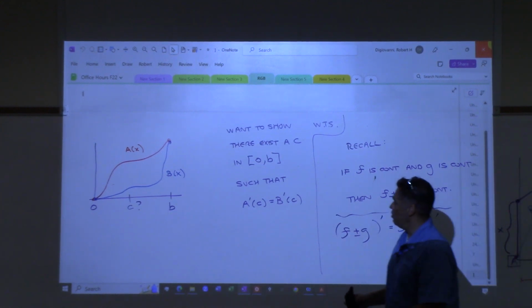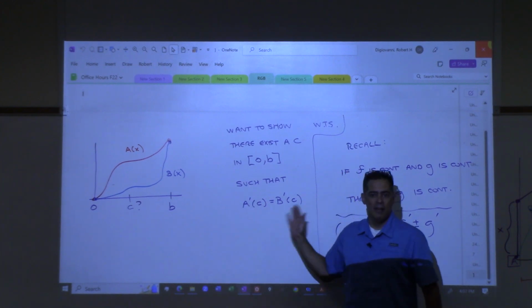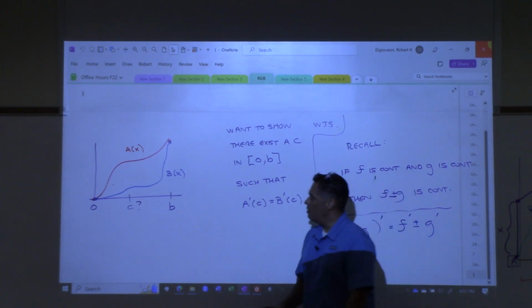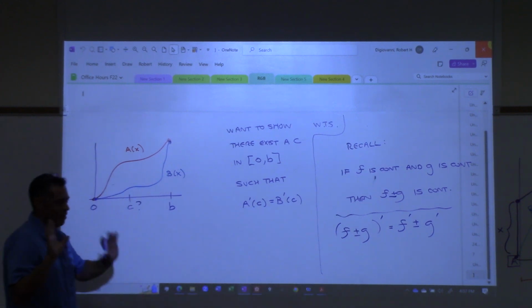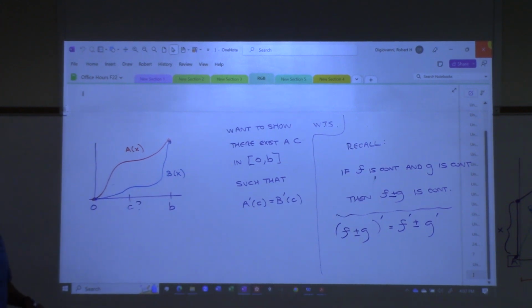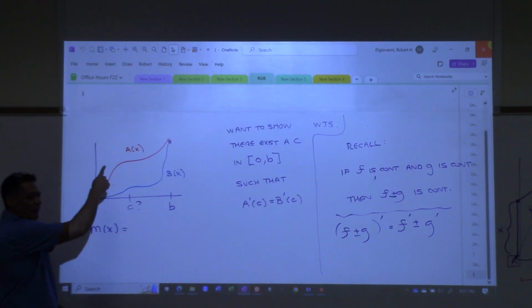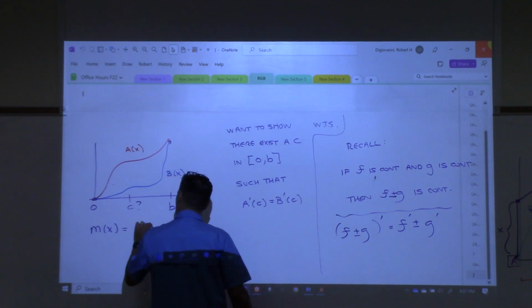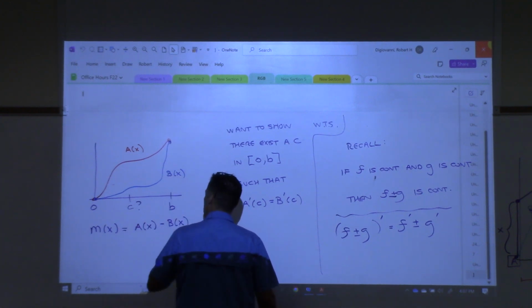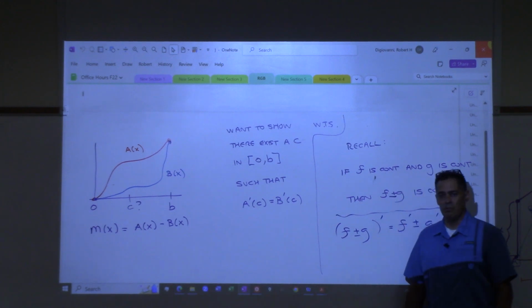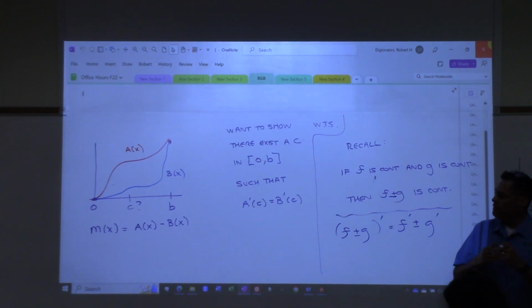So now how in the world do I show you that there's a C in there that makes this true? This is the big thing that is hard for people to come up with. What I'm going to do is define a new function. I'm going to call it, I don't know, M. Capital M of x, and all this capital M function is the A function minus the B function. So all I'm doing is taking the difference of the two. You can look at it as creating a new function that measures the distance between the two.